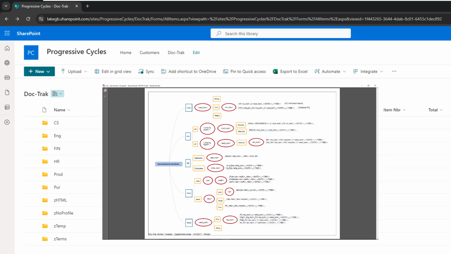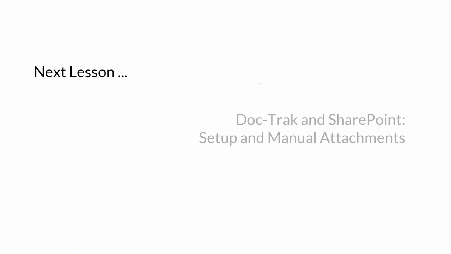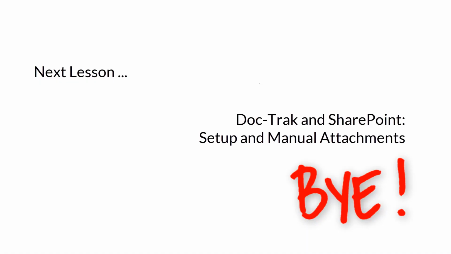That's a quick introduction to using DocTrack with SharePoint. On our next lesson, we'll start this journey by manually attaching a file in our SharePoint database to a record in Sightline. See you then.